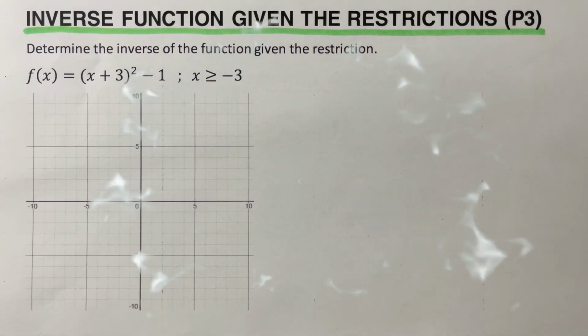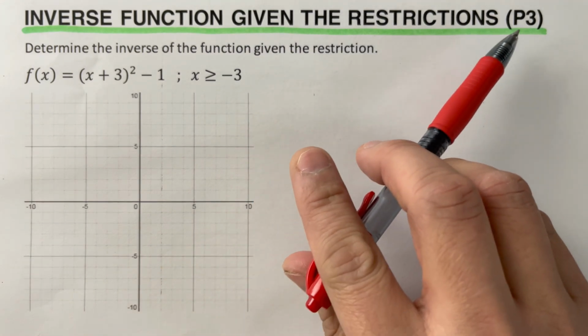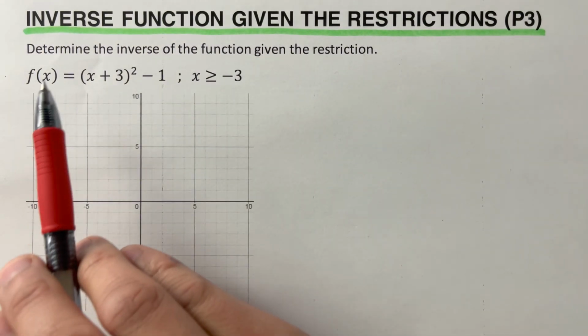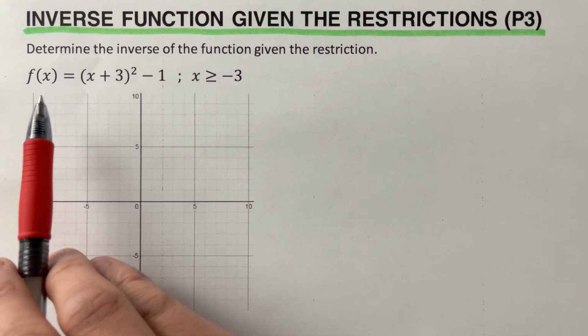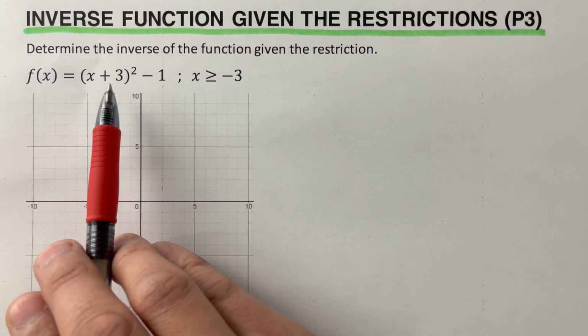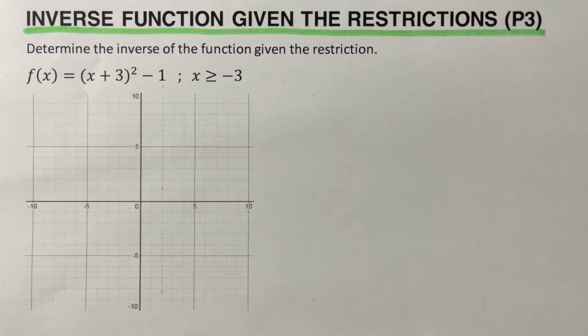Hello everyone. In this video, we are going to determine the inverse function given the restriction, and this is the third part. Let's take this example right here. Determine the inverse of the function given the restriction. So the function is f of x is equal to quantity x plus 3 squared minus 1, where x is greater than or equal to negative 3.